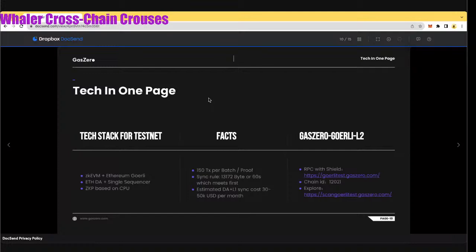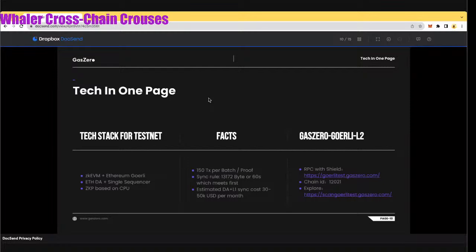So here is a page you can make a screenshot of. Basically, it's about the technical data we have right now. We are using ZK EVM, and we are on the Ethereum Goerli testnet right now. We are using a single sequencer and Ethereum data availability, and our ZK protocol is CPU based. We have 115 transactions per batch as a proof. For our sync rule, we sync transactions on two terms: time-based and amount of data.